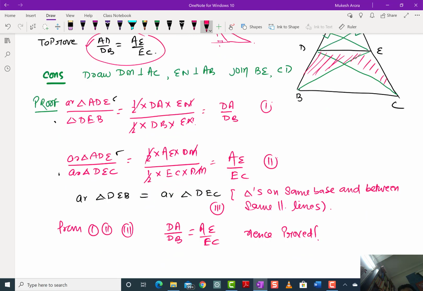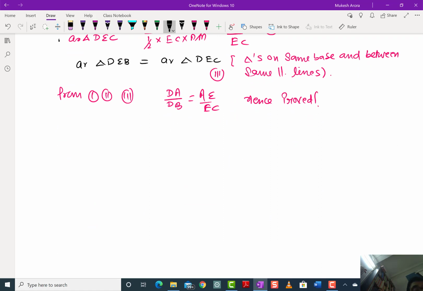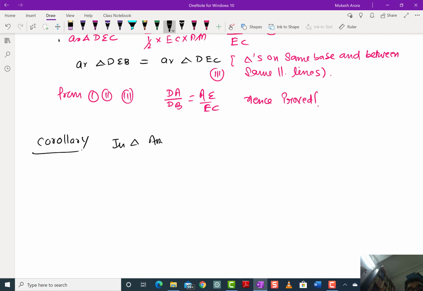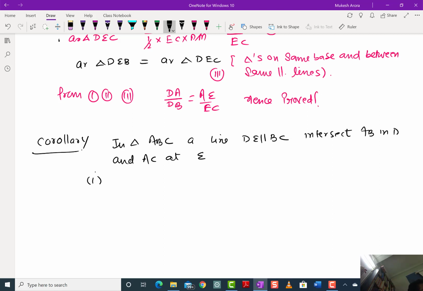Now we have a corollary of this. The corollary is: in triangle ABC, a line DE parallel to BC intersects AB at D and AC at E. Prove that AB upon AD is equal to AC upon AE.